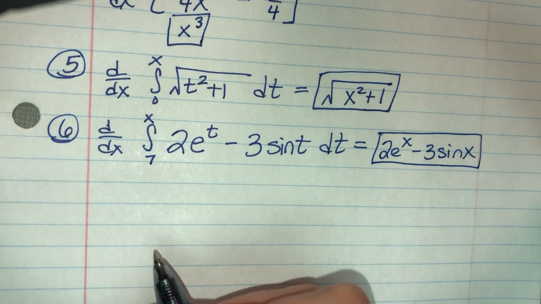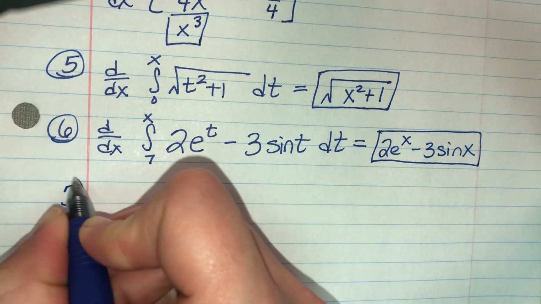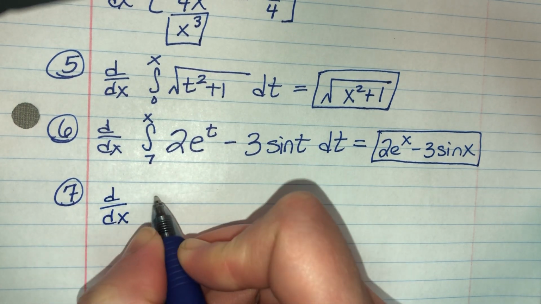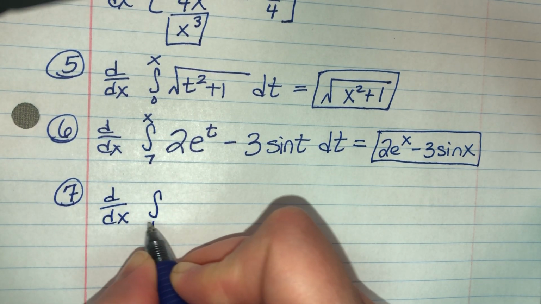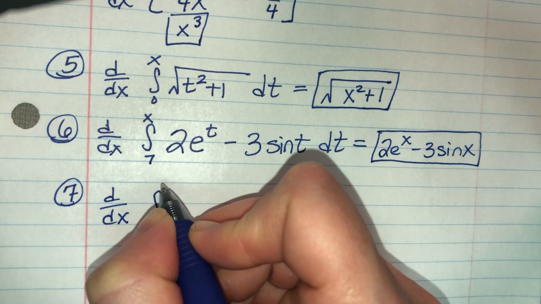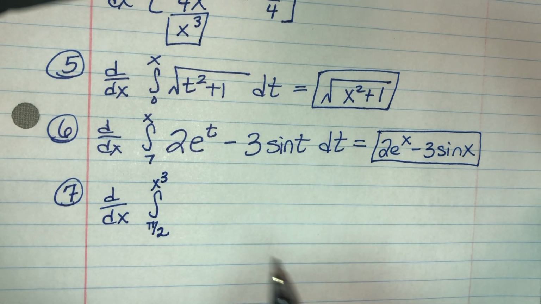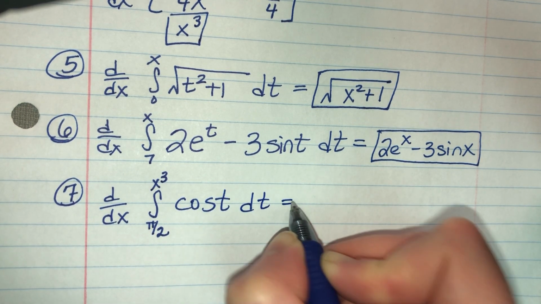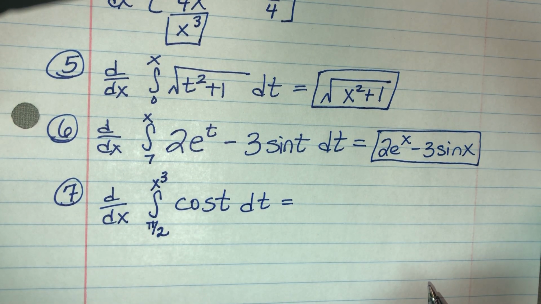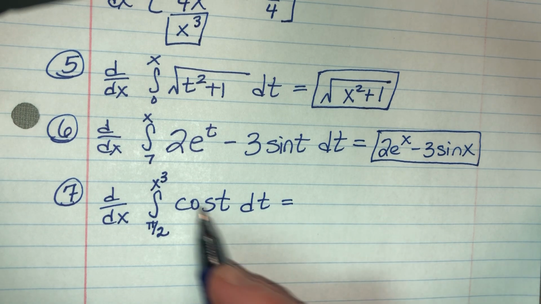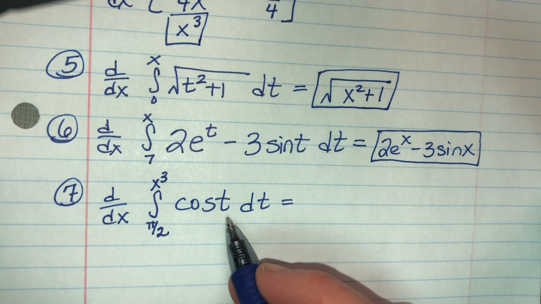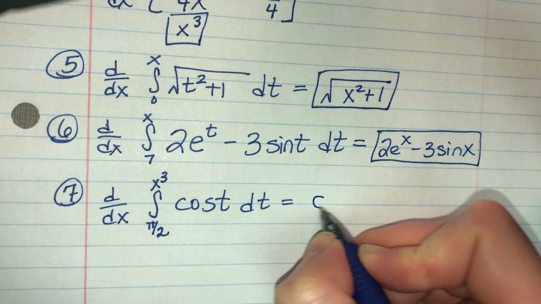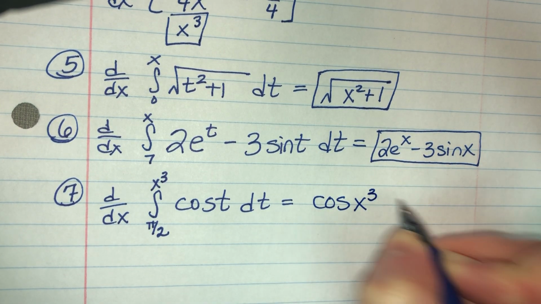Okay, number 7. Now we're going to throw a little curveball. Instead of having x on the top, we're going to put a function of x. I'm going to put x cubed up there. So it's kind of the same. You're going to take that x cubed and drop it in place of the t, because the integral and the derivative undo each other. So it's going to be the cosine of x cubed.